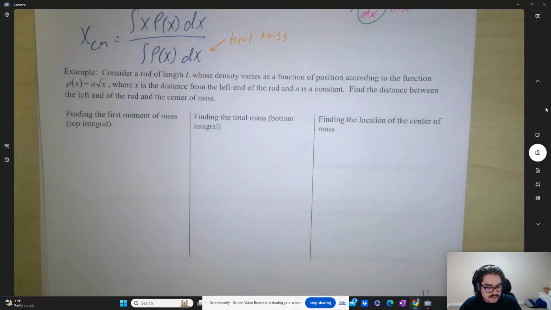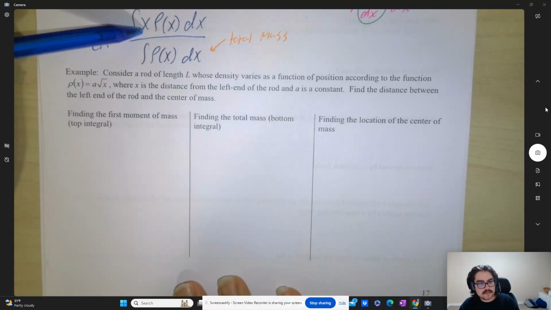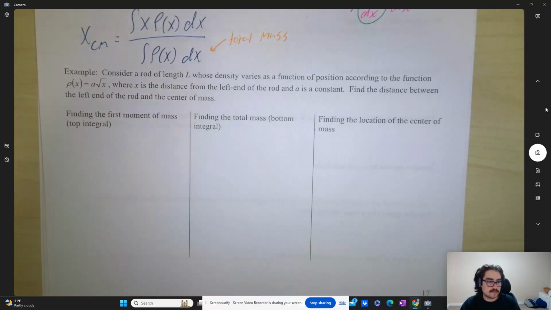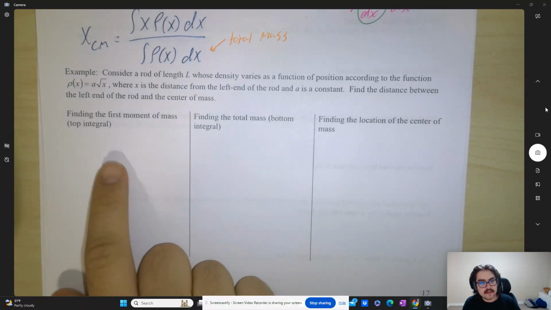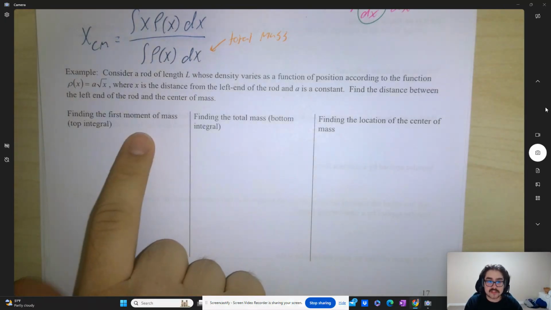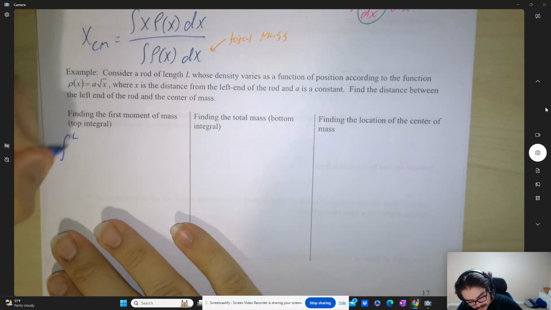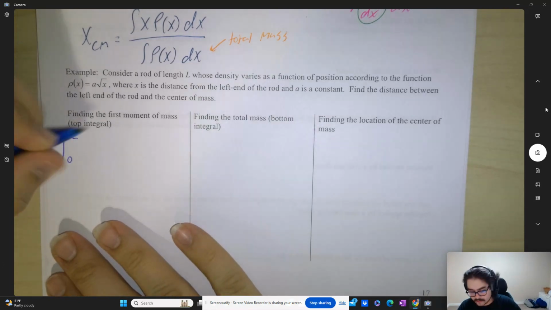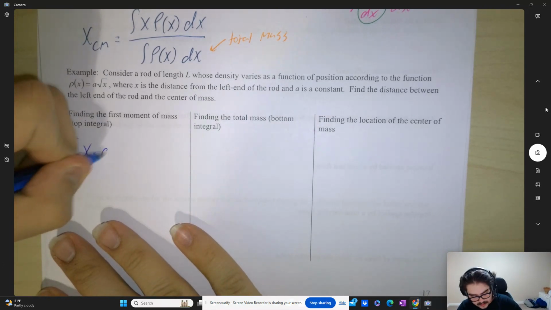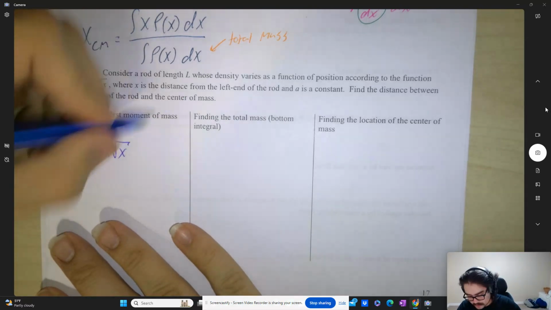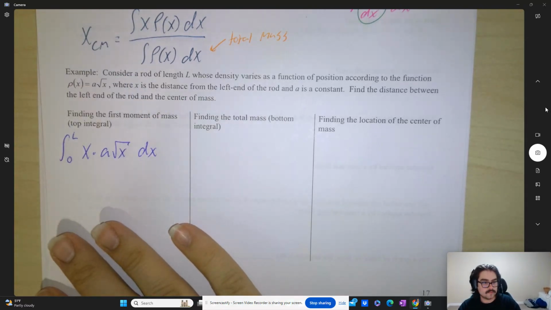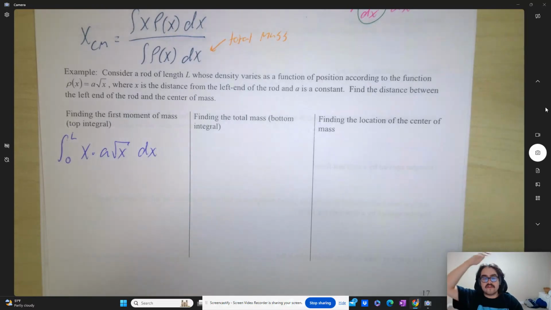Okay, so we've got a top integral and a bottom integral, and then we can combine them. I'm going to solve it piece by piece here. To find the first moment of mass, which is the top integral, I just have to do the integral from 0 to L of x times A root x, dx. That's all fine and dandy.